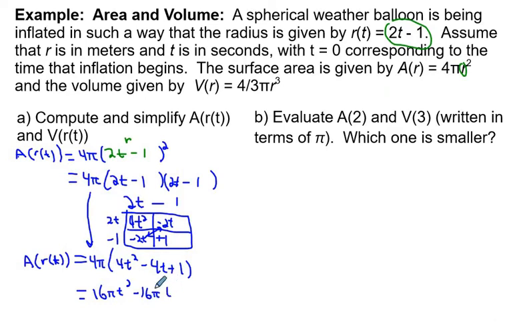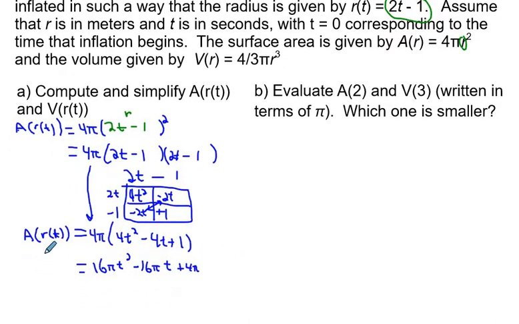And then if I multiply 4 pi times 1, I would get 4 pi. So that would be what it would look like simplified. Some people might want the factored out version, but these are both equivalent. So there is the area model.